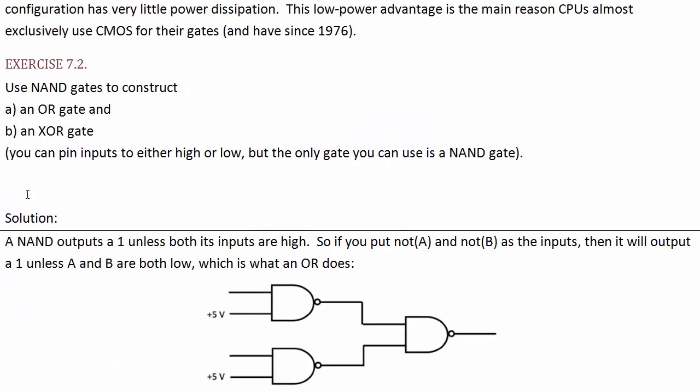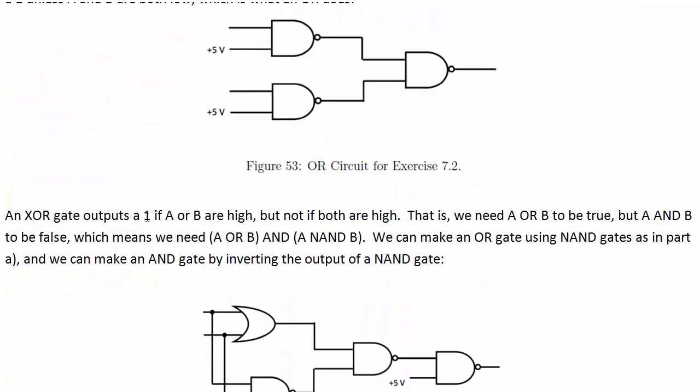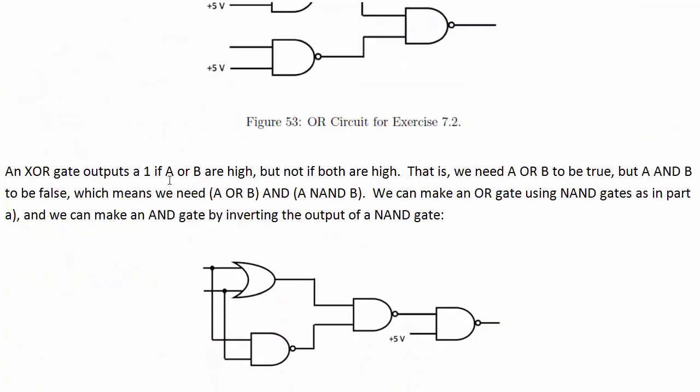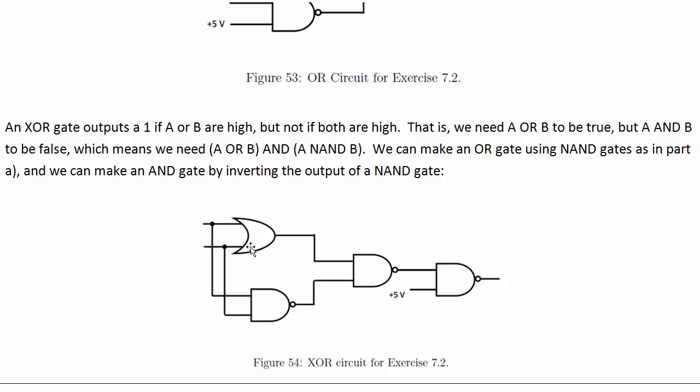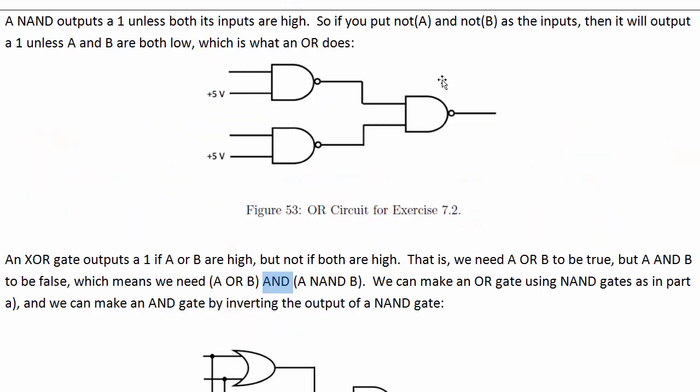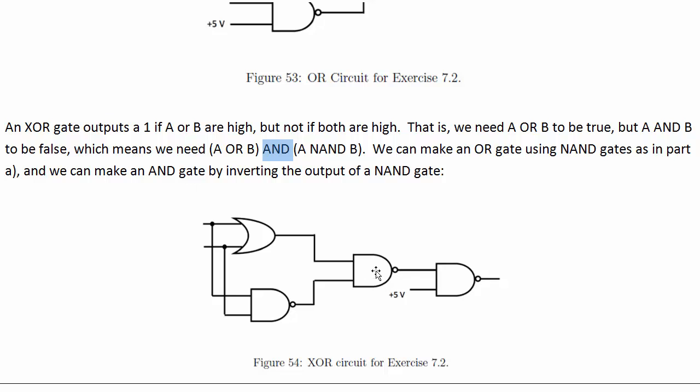Okay, the XOR, more complicated, outputs a 1 if A or B are high, but not if both are high. So we need A or B to be true, but we need A and B to be false. So we need A or B, and A NAND B. So A and B has to be false. So how do we AND using a NAND gate? Well, if we NOT the output of a NAND gate, then we've got an AND. So this here is an AND gate. Here's NANDing A and B.